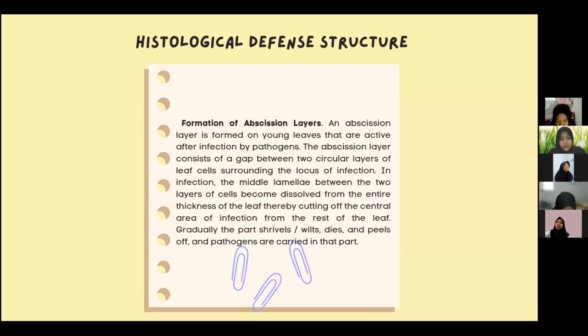In infection, the middle lamella between the two layers of cells becomes dissolved from the entire thickness of the leaf, thereby cutting off the central area of infection from the rest of the leaf. Gradually, the part shrinks or wilts, dies, and peels off, and the pathogens are carried away in that part.